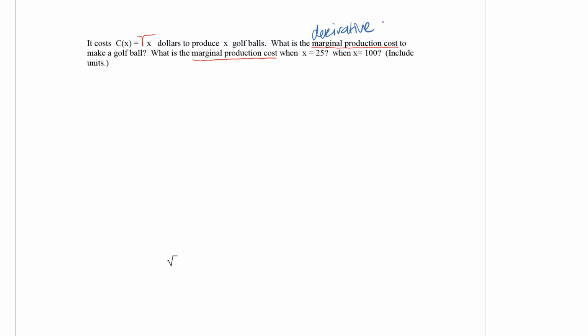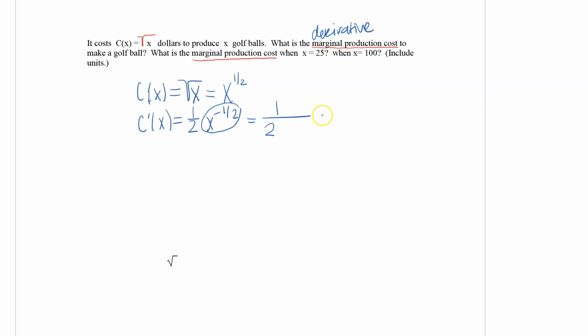So it says the cost c of x is equal to the square root of x dollars to produce x golf balls. And so the fact that we want to do marginal cost, I'm going to say c prime of x is equal to, now I'm going to go ahead and do my algebra first. This would be x to the 1/2. So when you do the derivative, that would be 1/2 x to the negative 1/2. Now we're going to have to evaluate something with this, so I'm going to clean this up. This would be 1/2, and then instead of x to the negative 1/2 being out to the side, I'm going to move it to the bottom and put my square root of x.